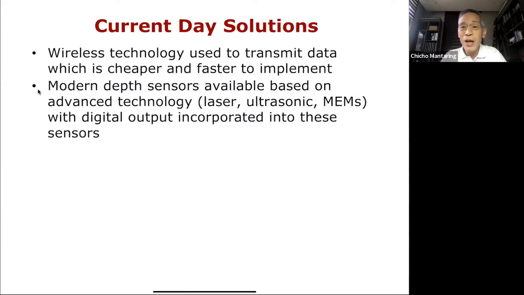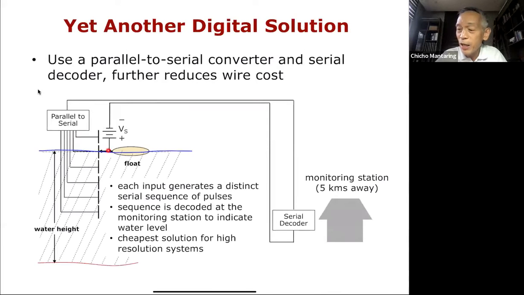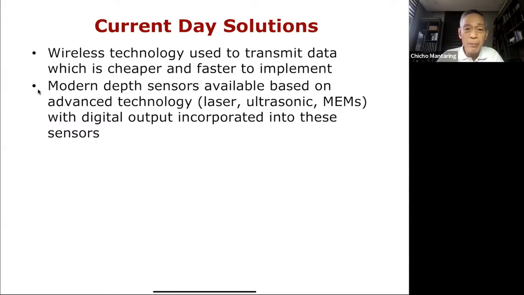And then you now have modern day depth sensors. The sensors today do not rely anymore on contacts like this, because contacts like this are very easy to deteriorate. They use, for example, laser technology or ultrasonic technology or MEMS technology.